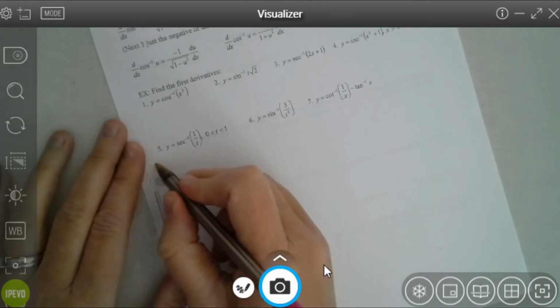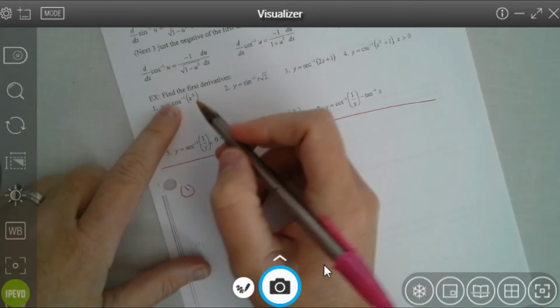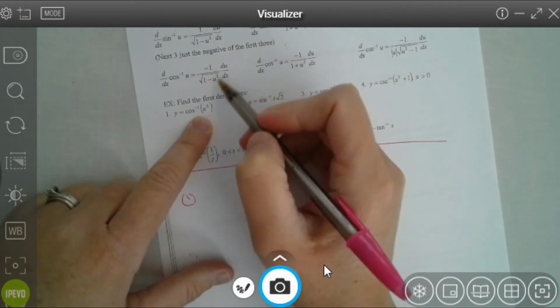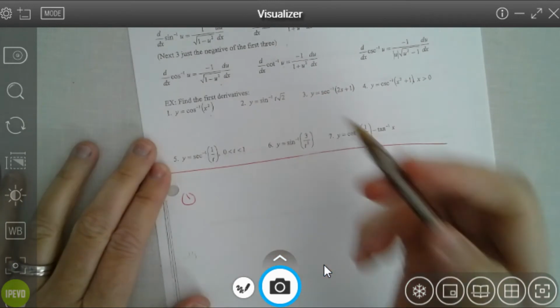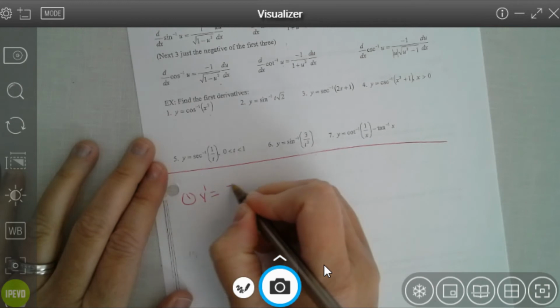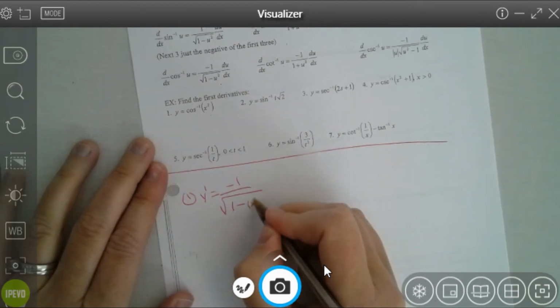So I write really big, so I'm just going to write it all down here. So here's number 1. I'm going to the cosine rule right here, and my u is x squared. So I see a u right there. I'm going to plug in x squared. So let's see, the derivative, y prime, would be negative 1 over u squared. So I'm going to square my x squared here.